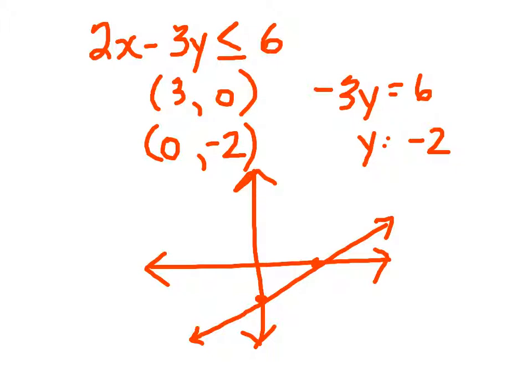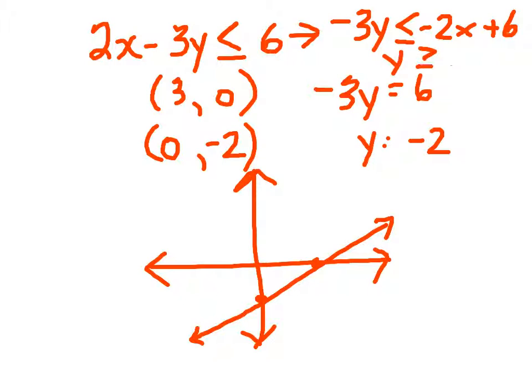Now, I don't have this in slope-intercept form, but if I put it into slope-intercept form, then we would do this. And I need workspace again. So I'm going to work over here. So I'm going to solve, and I'm going to start by subtracting my 2x. Then I'm going to divide by negative, which changes my sign. I have to flip it over.